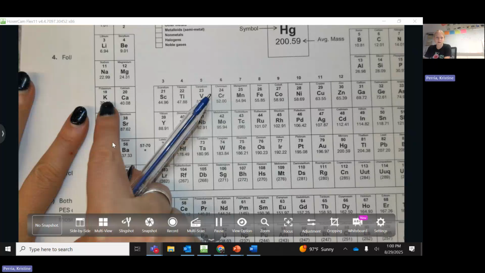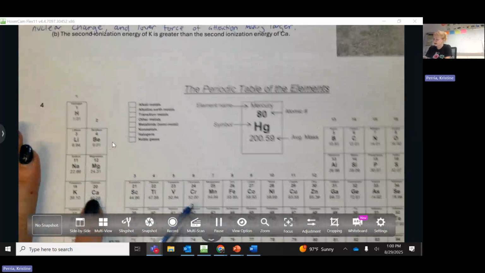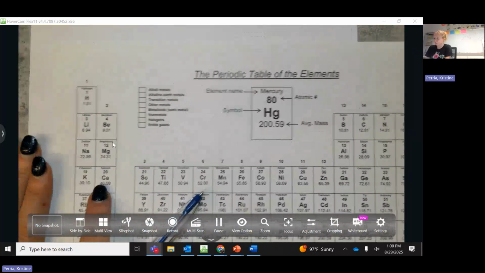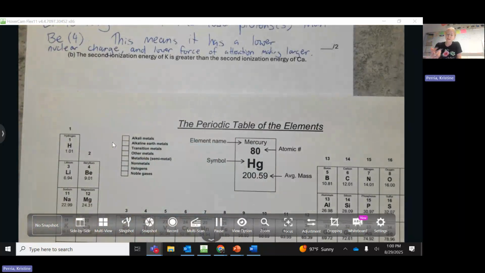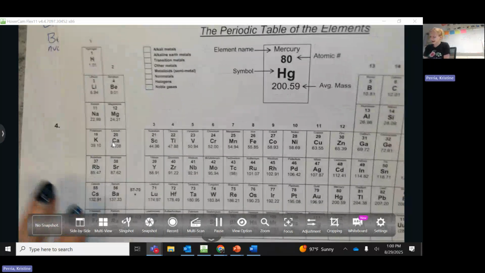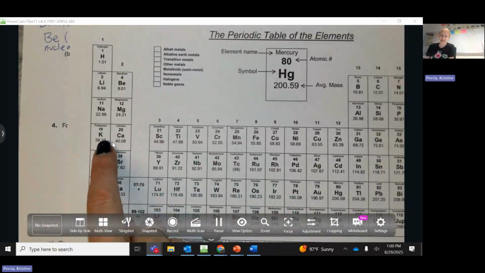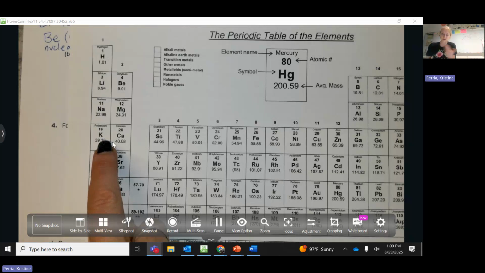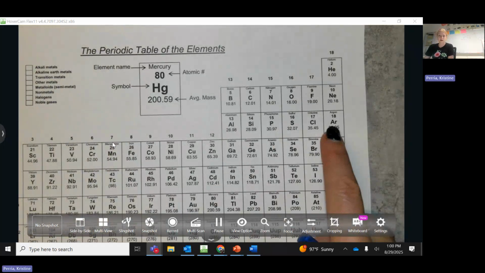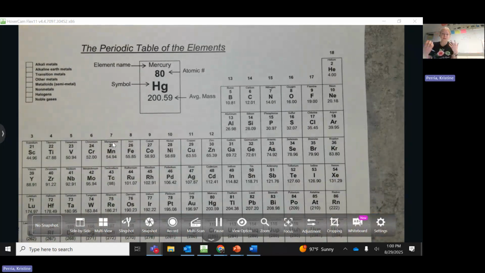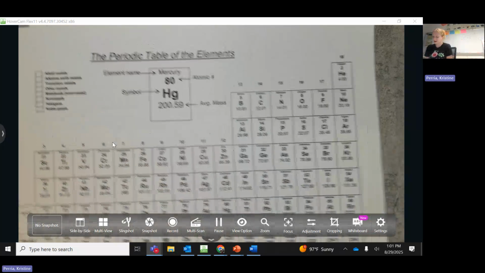But anyway, letter B says the second ionization energy of K is greater than the second ionization energy of Ca. So K and Ca are also next to each other. This is actually not going to be about protons, because we're looking at the second ionization energy. That means how much energy it takes to take away 2 electrons. So if you think about K, it's really easy to take off this first electron. It doesn't even want it, right? It has a really low ionization energy. That's what it means, really easy to take it away. But as soon as you take away that electron, it starts to look like argon. And then it's going to be really difficult to take away that extra electron.